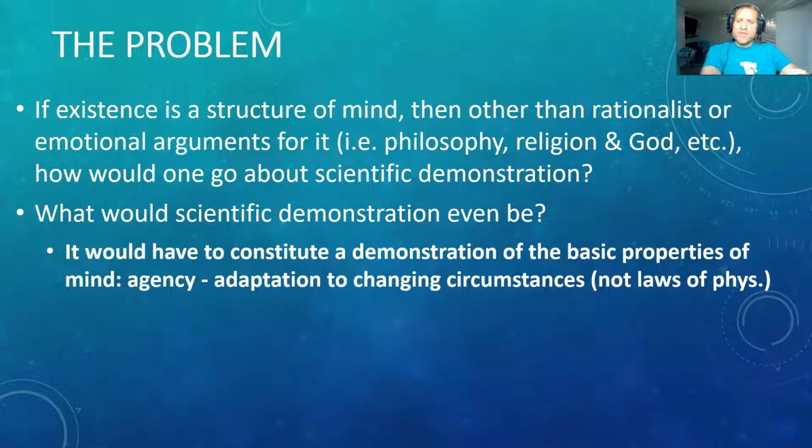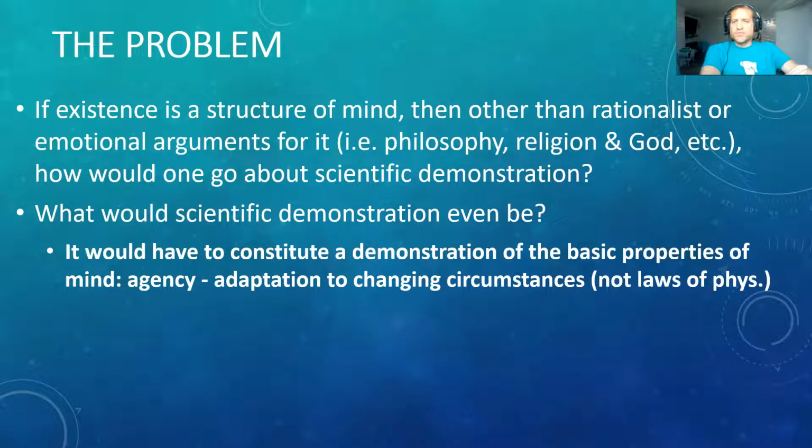Well, it would have to constitute a demonstration of the basic properties of mind, which is agency, and that's adaptation to changing circumstances. And of course, we don't see that in the laws of physics, because the laws of physics are just static. They don't change, they don't move, they don't act like they're alive. They're just these constant static structures that govern everything. And so you might say that God did that, but what's the evidence that God did that? And that's why scientists come up with multiverse theory.